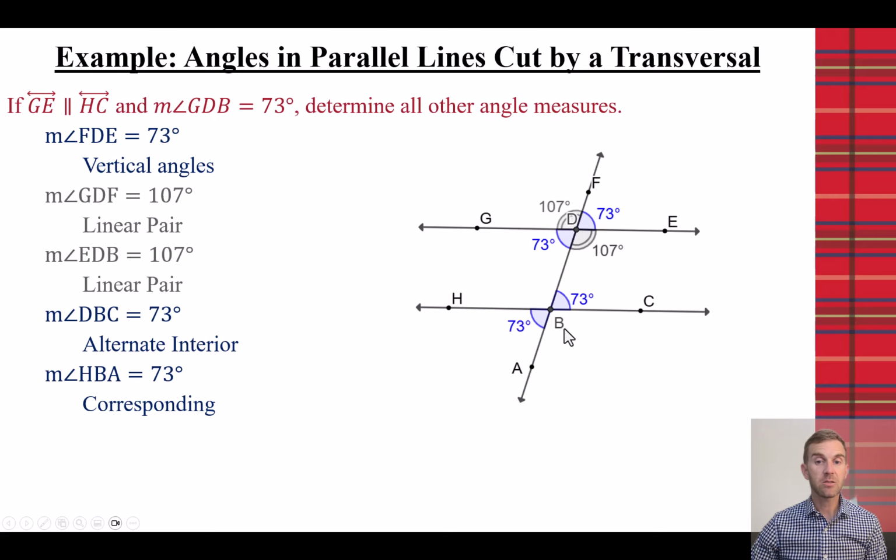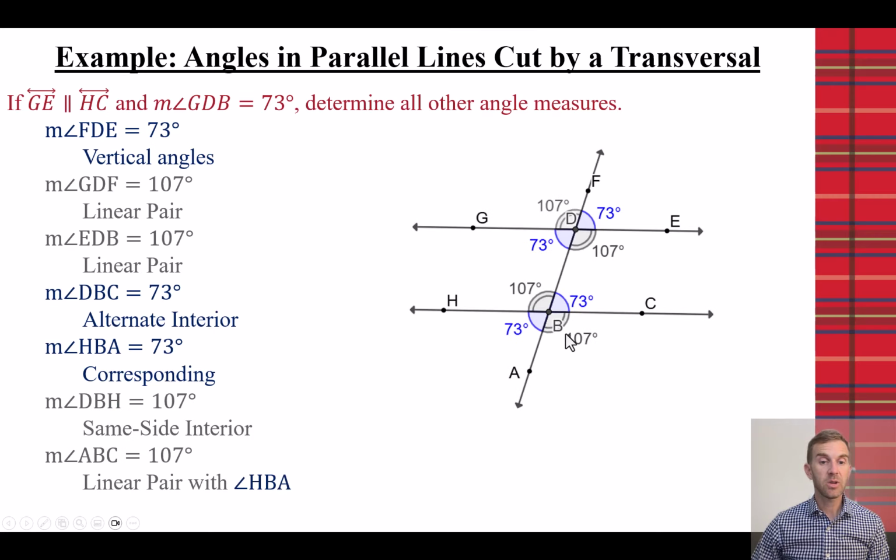Lastly, we know these other two angles have to be 107 degrees because of their relationships with our original angle that was provided. We know that these two are same side interior, these two are same side interior, but we also know these are alternate interior angles, or GDF and HBD are corresponding angles. And then once we know this one, we know these two would have to be vertical angles, or we could say that it's a linear pair with HBA right here. So there's a lot of ways we see these relationships. We just have to figure out the one that makes sense to us as we're exploring the angle measures.